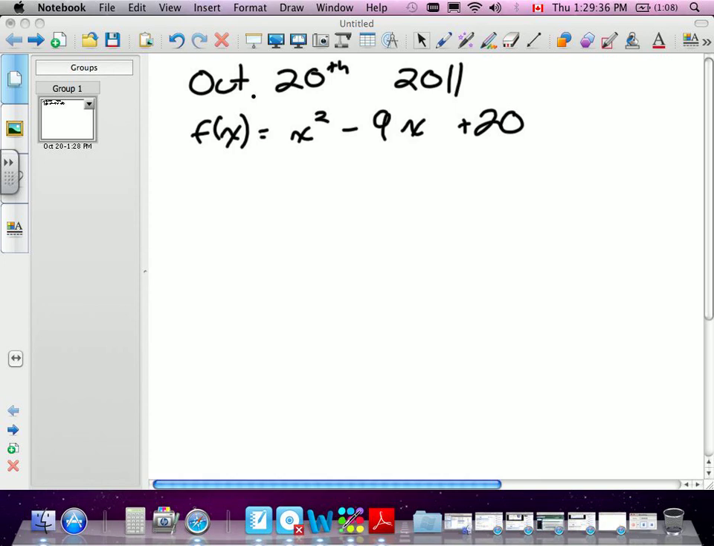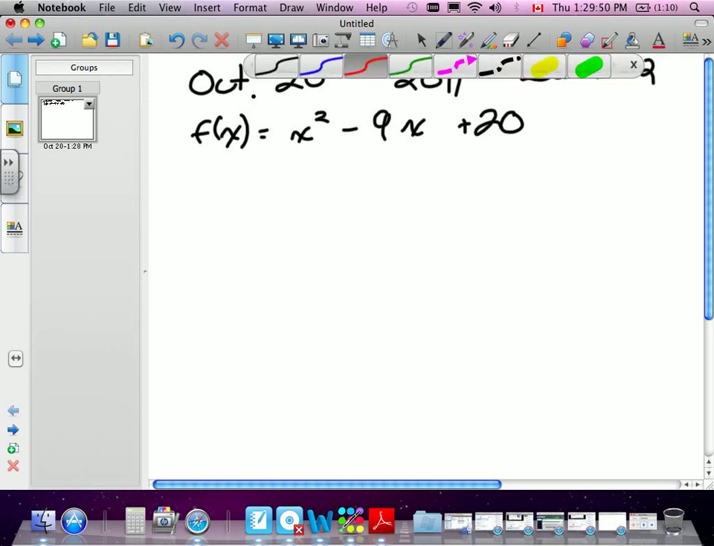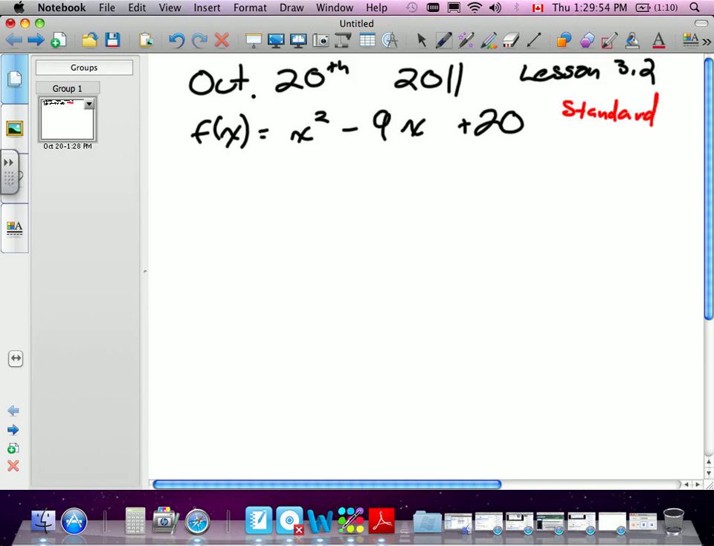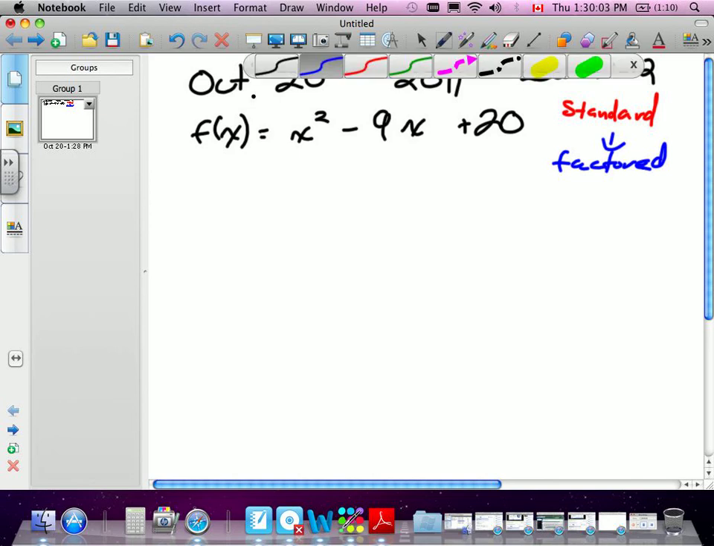Okay, October 20th, 2011. This is a quick review of lesson 3.2. They want us to factor this. So right now this is in standard form. We need to get it into our factored form. So, in other words, we need to factor our quadratic expression.